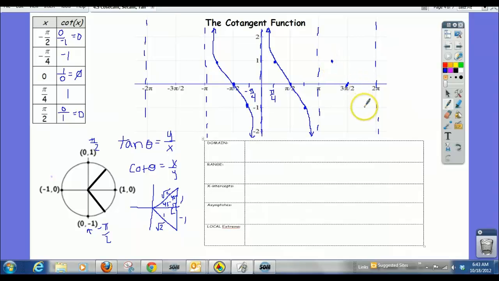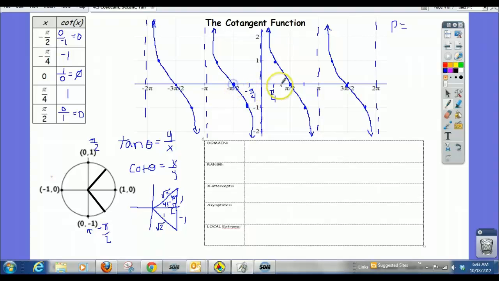Okay, so after you get one period, you can appeal to your pattern recognition skills, and you can get more periods that way. But in any event, here we have, looks like 4 full periods of cotangent. So let's note what the period is. Just find a point and then find another corresponding point and figure out the distance between them.